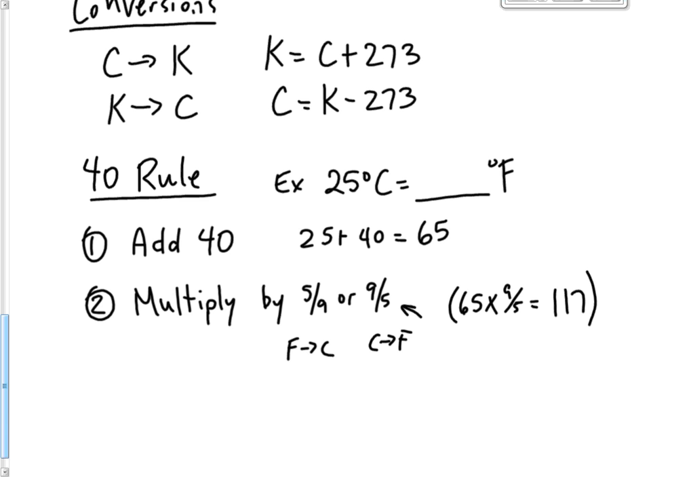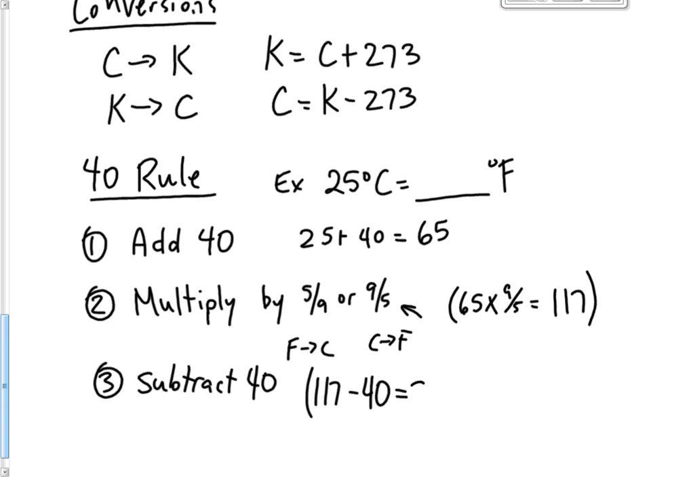Last thing we're going to do is subtract 40. Step number 3, subtract 40. So 117 minus 40 is going to give us 77 degrees Fahrenheit. If you were to look at a traditional equation for converting these two, you've got to add 32 or subtract 32 and multiply by one and divide by another. So this is a little bit more straightforward. You're going to add 40 to whatever you've got, multiply by either 5/9 or 9/5, and then subtract 40, and that'll get you the right answer every single time. So our answer here is 77 degrees Fahrenheit.